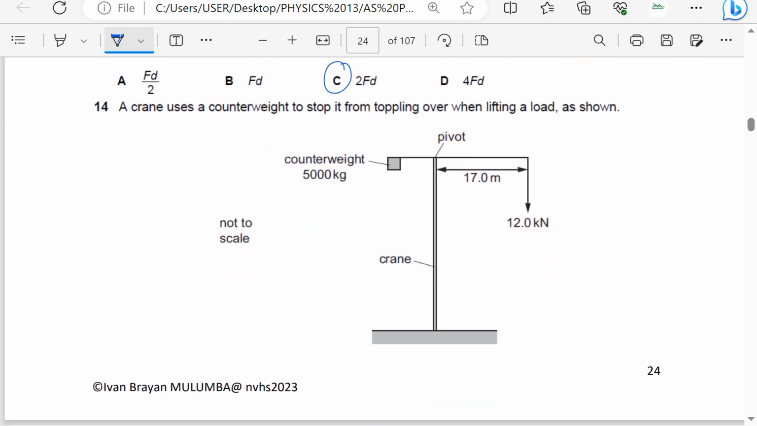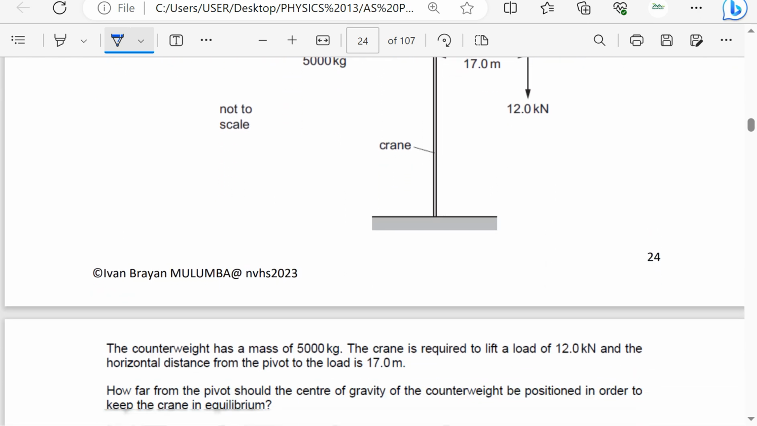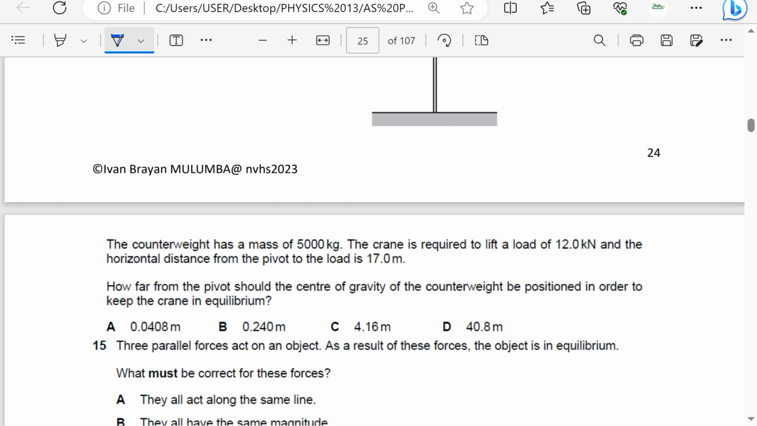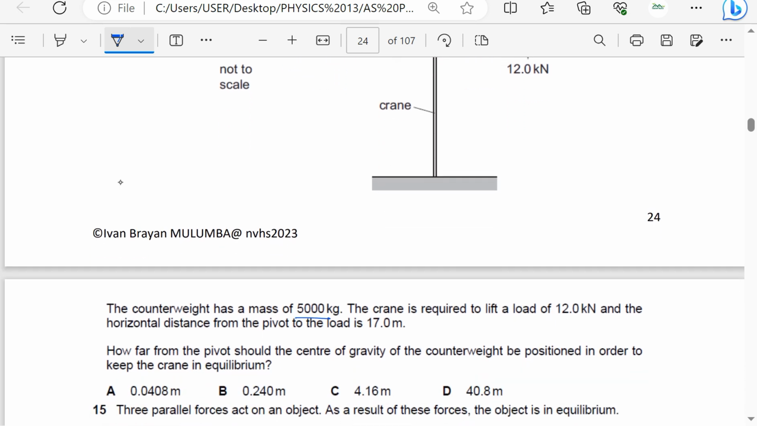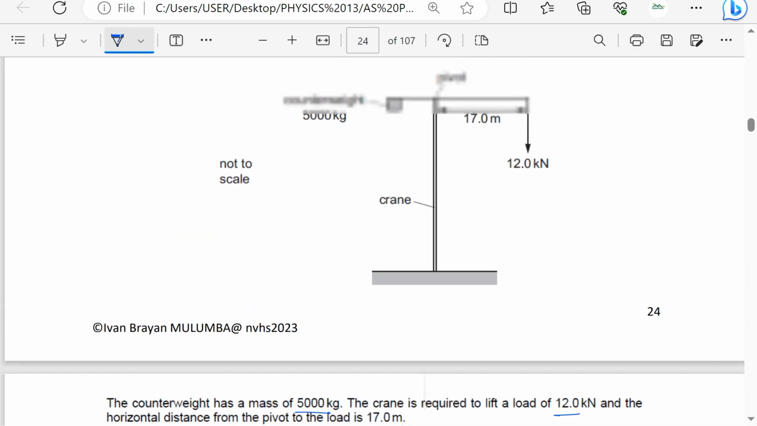A crane uses a counterweight to stop it from toppling over when lifting a load as shown here. The counterweight has a mass of 5,000 kilograms. The crane is required to lift the load of 12.0 kilonewtons, and the horizontal distance from the pivot to the load is 17 meters. So the horizontal distance is 17 meters. How far from the pivot should the center of gravity of the counterweight be positioned in order to keep the crane in equilibrium?